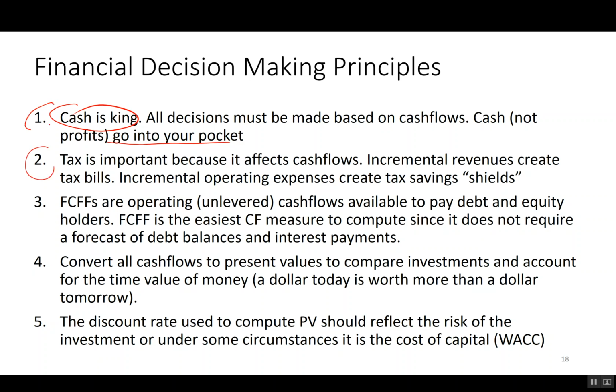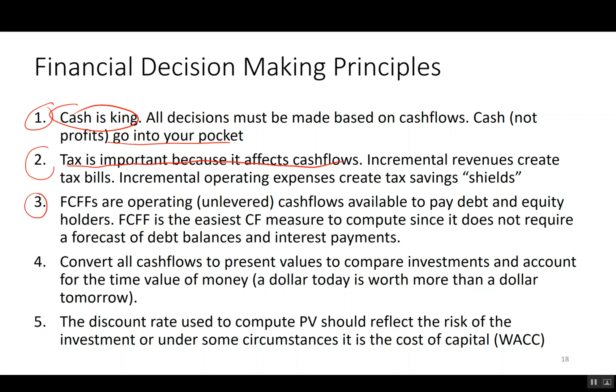The second thing we're starting to look at is tax is really important. It affects cash flows, so you got to make sure that you include the effects of cash flows. Any additional revenues you're going to get, they're going to be offset with some tax bills. But any operational expenses you have, they also get a tax shield.